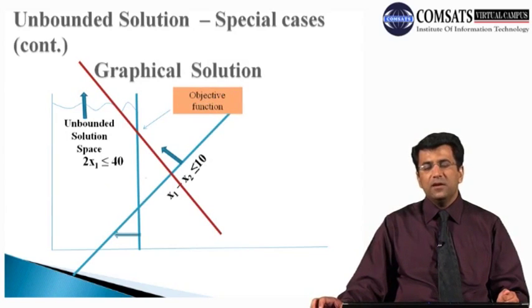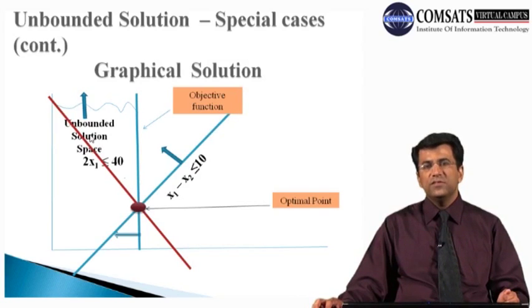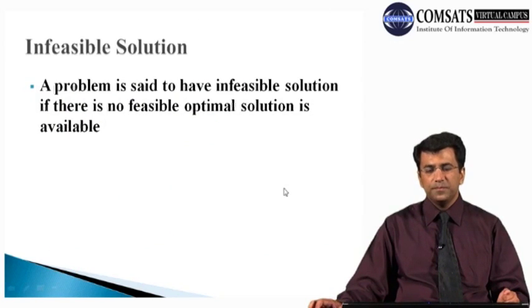So class, this is our objective function, and this is our optimal point. So in this particular case, what happened is that we have unbounded solution space for this particular constraint. So this is the situation which is referred to as unbounded solution. So this is the third case which we have discussed about simplex method problems.